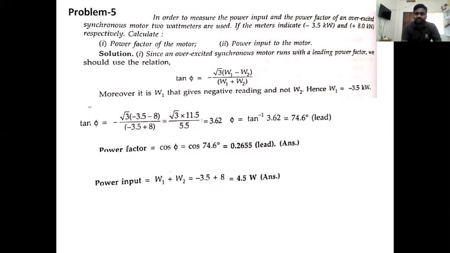Is this problem clear? Is there any doubt with this? Most of the people got the same answer for the power input, that is 4.5 kilowatts. Right, thank you.